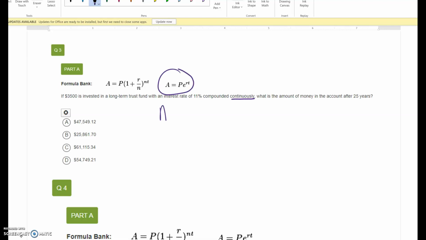So we are going to use A equals P, our starting amount, 3,500, times e raised to the rate, 11% as a decimal, is 0.11. If you're struggling with converting percents to decimals, remember that percent literally means out of 100. So 11% means 11 out of 100. If you type that into your calculator, you get 0.11. So 0.11 times the amount of time, 25 years.